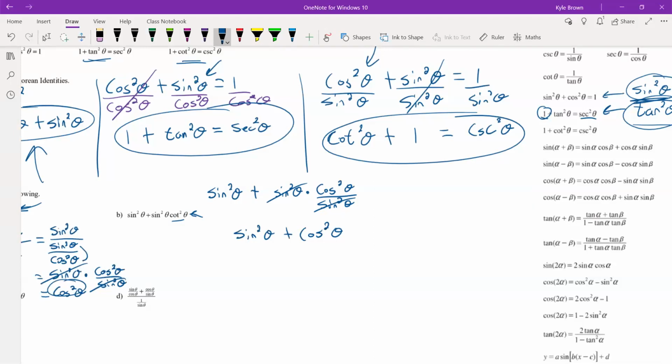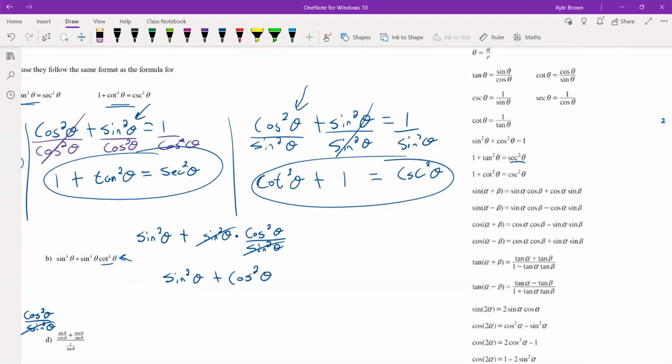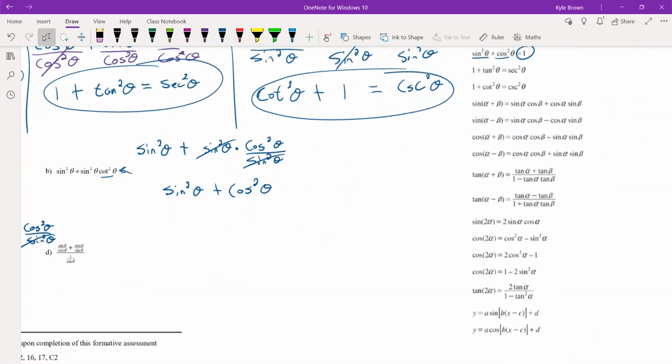And this is where some students would stop and say, okay, well, that's it. That's the simplified version. But you want to look over here again and see, is there anything? Can I rewrite that as anything? Right? And turns out you can. Sine squared theta plus cos squared theta, that's the same thing as 1. So I get to just call this all just 1. It's the same thing.